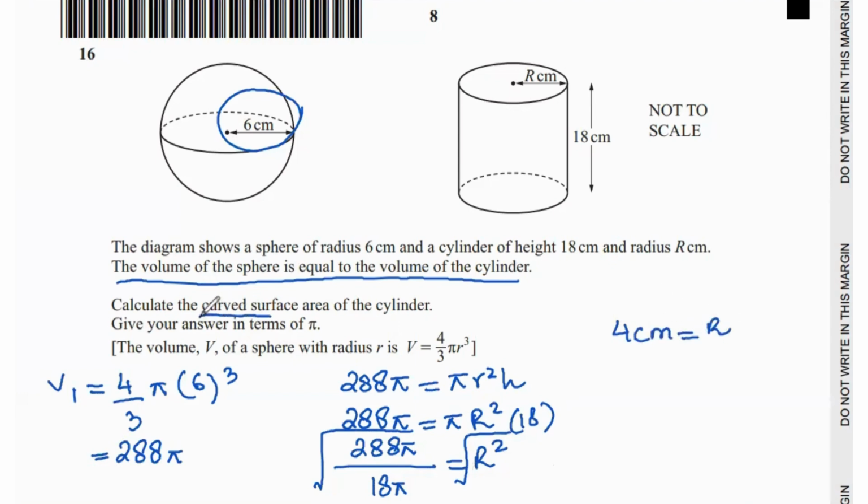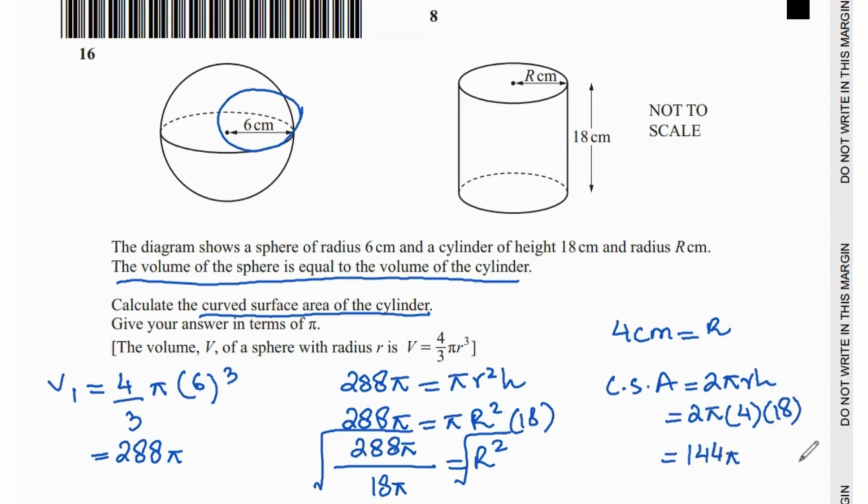Now, to find the curved surface area of the cylinder, curved surface area has the formula of 2 pi r h. So 2 pi times 4 times 18 will give us the value of 144 pi centimeters squared.